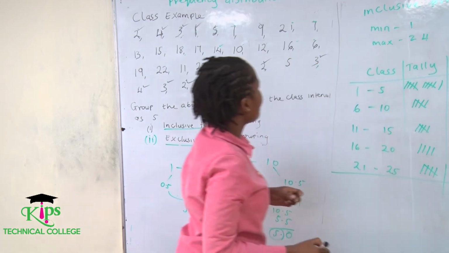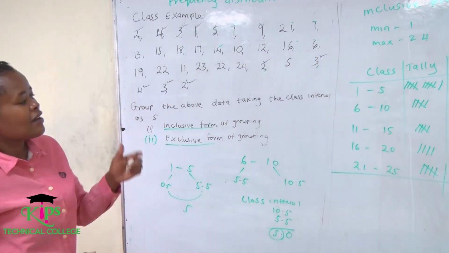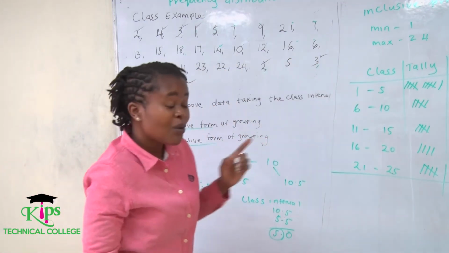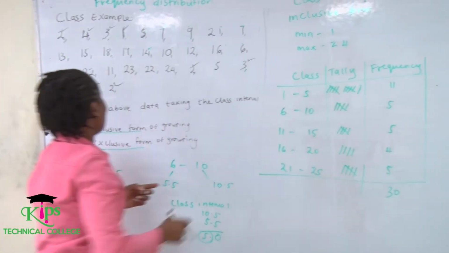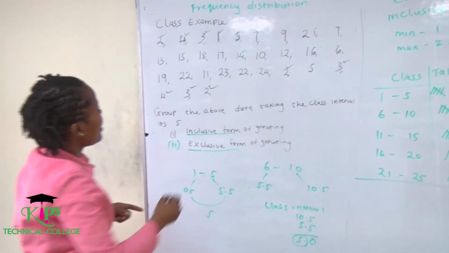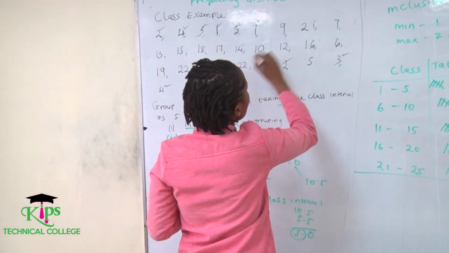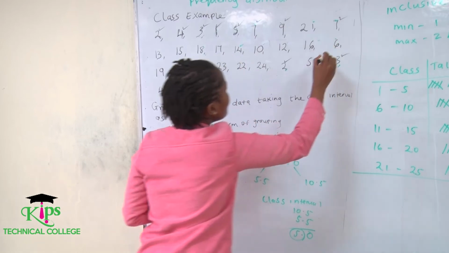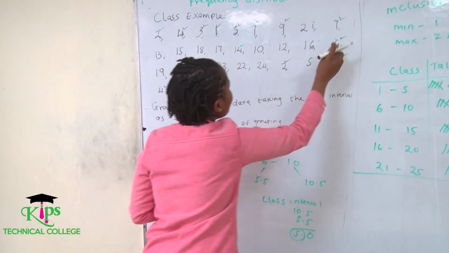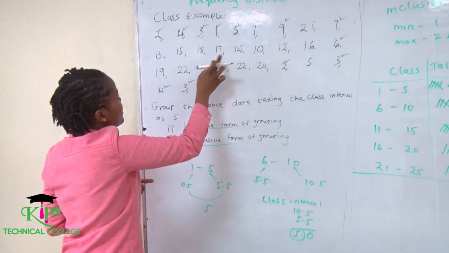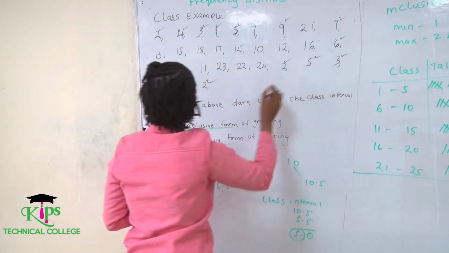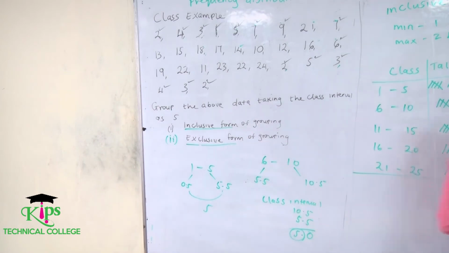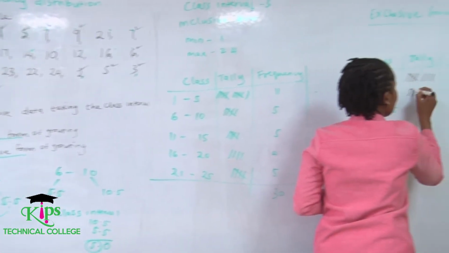And then the next class is 5 to 10. So in this case, this is where now we include 5, but we exclude 10. So we have 1, 2, 3, 4, 5, 6. There are 6.